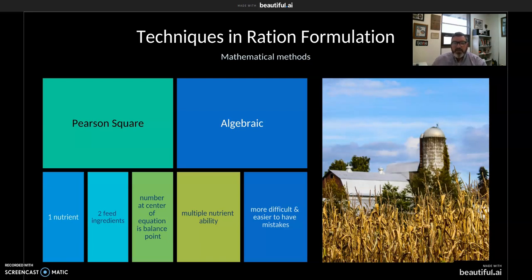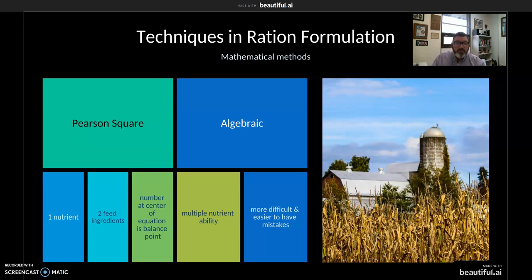I think for today's approaches, it makes most sense to either do a simple Pearson square approach, like I'll show you, or find a computer-based resource that can really help you get pretty exact. So the Pearson square method only does one nutrient at a time. So it will only do crude protein, or it will only do total digestible nutrients. And consequently, those will be the two that we tend to focus on in the class.